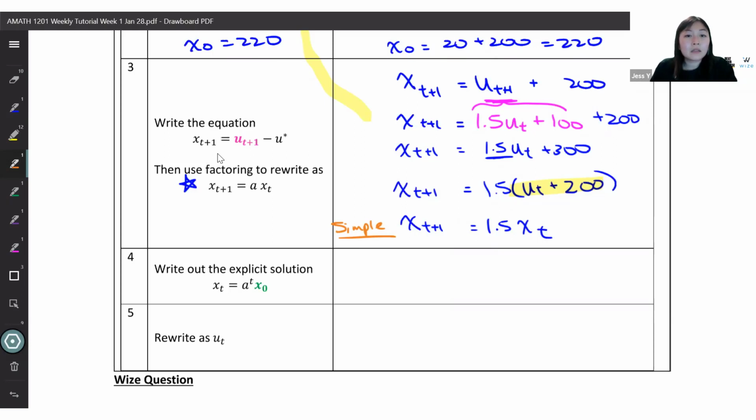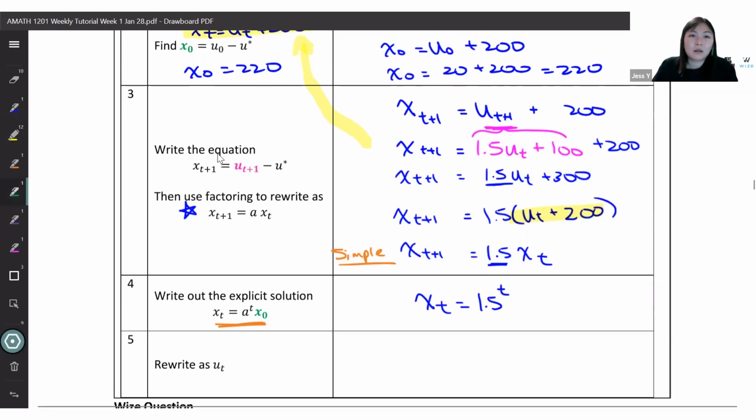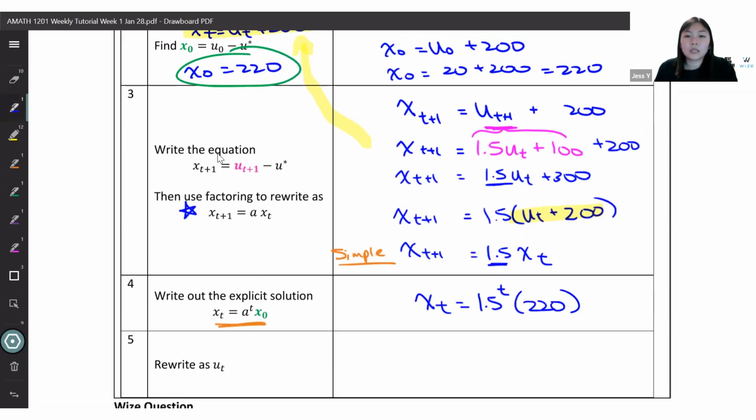So now I can write down the explicit solution. Remember, the explicit solution was x sub t is a, which is 1.5, to the power of t times x sub 0, and we calculated x sub 0. That was our 220. So we have that times 220, and that is an explicit solution. We've done all the hard work.